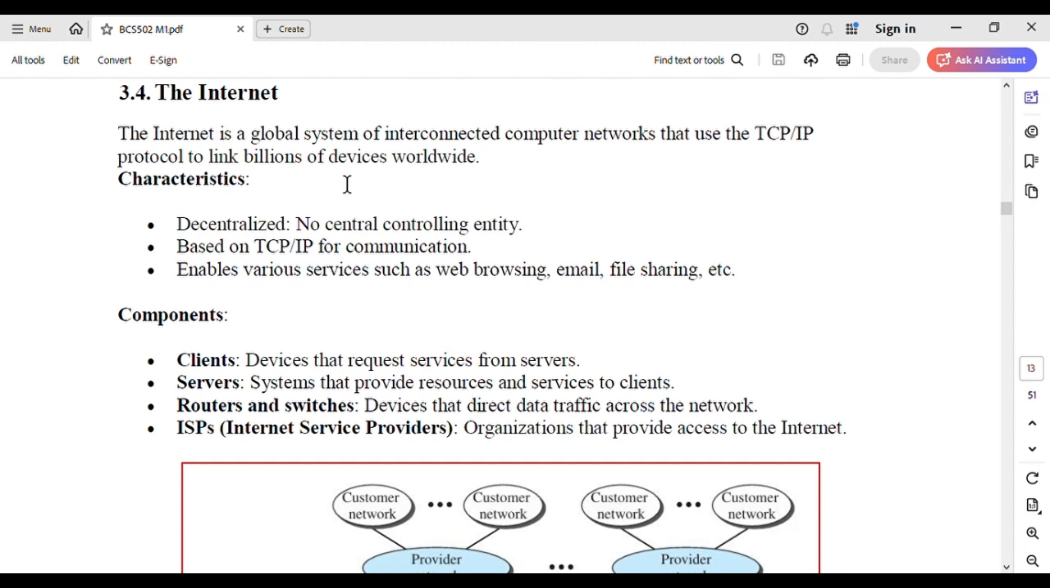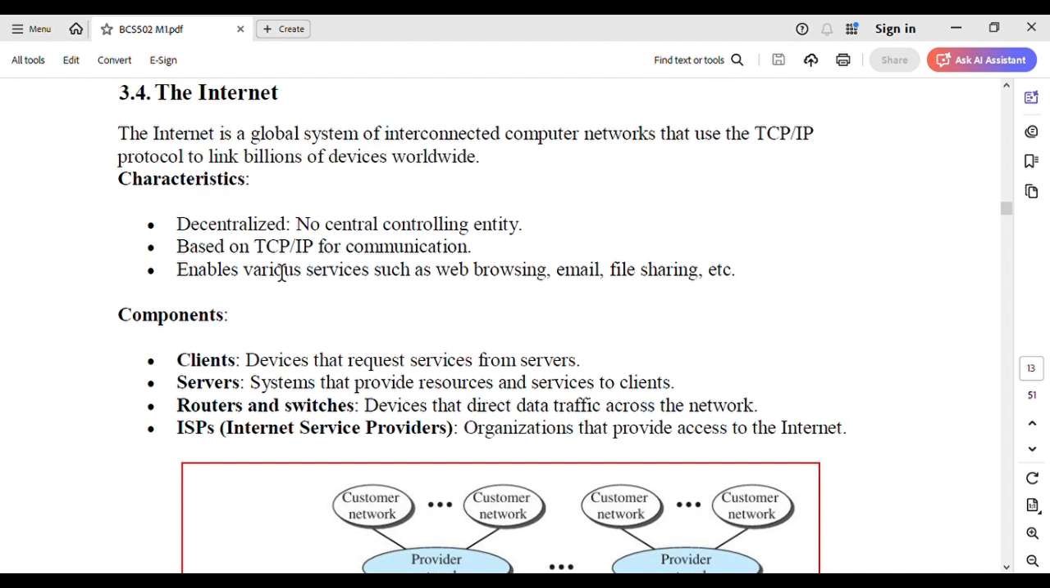The internet is the global system of interconnected computer networks that use TCP/IP protocol to link billions of devices worldwide. As we all know, the internet is a globally interconnected set of computers, nodes, laptops or desktops, which use TCP/IP. TCP means Transmission Control Protocol, IP means Internet Protocol. Whenever we make use of a wired connection, we must use the TCP protocol.